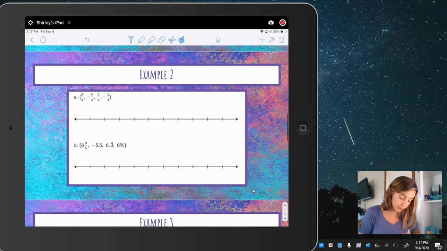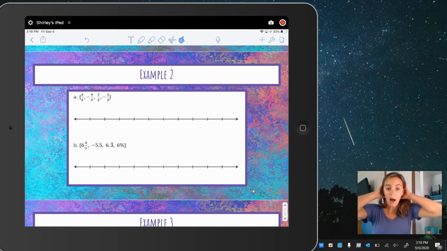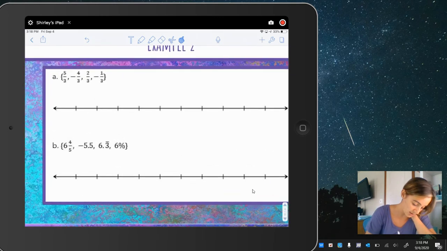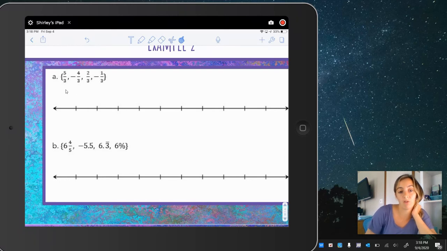Moving on to example 2. So here we have a bunch of rational numbers. I want to graph them, and then I want to go ahead and put them in order from smallest to largest. So I have a lot of fractions. What's good about example A is that all of my denominators are the same size. So anytime you see this where all your denominators are the same size, you really just have to compare the top numbers, because if they're all out of thirds, then you're just looking at your top numbers, okay? So I have some negative numbers and I have some positive numbers. I have some improper fractions.